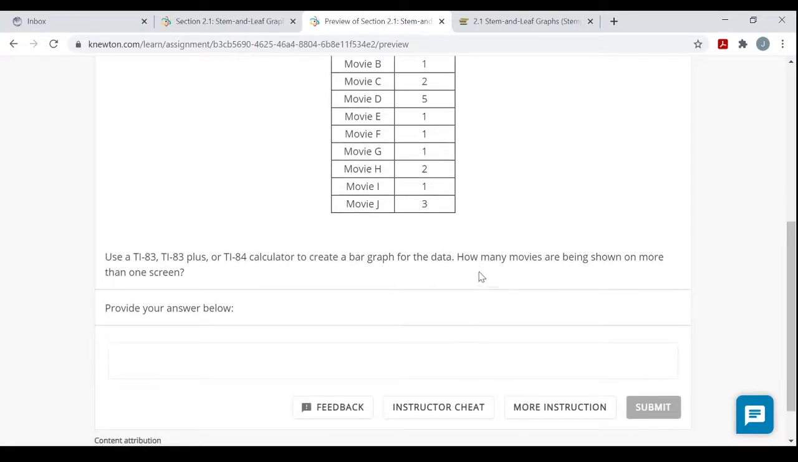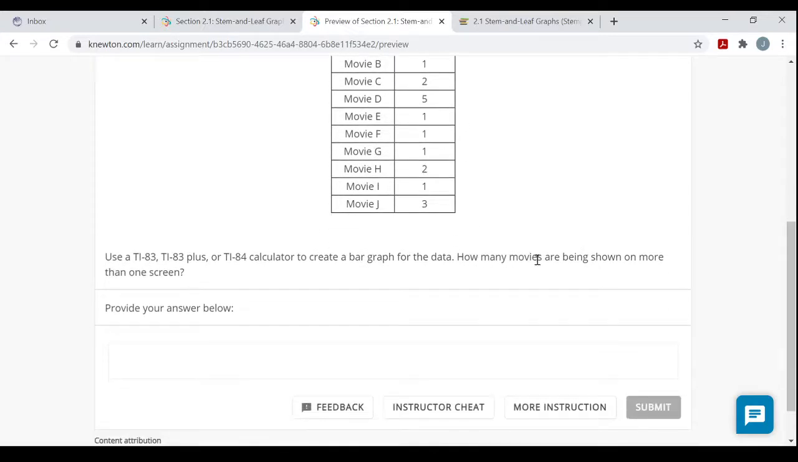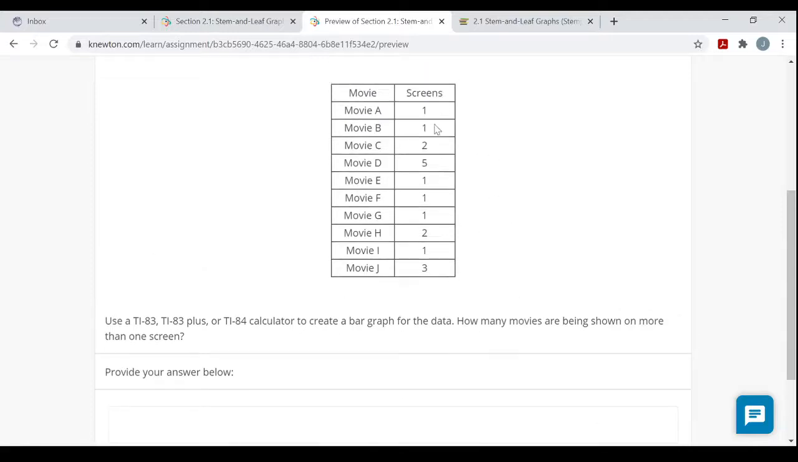Now the question, again, if you want to save some time, you don't have to go to the calculator. You can answer this question using the table. How many movies are being shown on more than one screen? So movie C is on 2, movie D is on 5, movie H is on 2, and movie J is on 3. That's four of them. 4 of these movies are being shown on more than one screen. So the answer is 4. I didn't need to make a bar graph. But again, let me show you how I would do this.